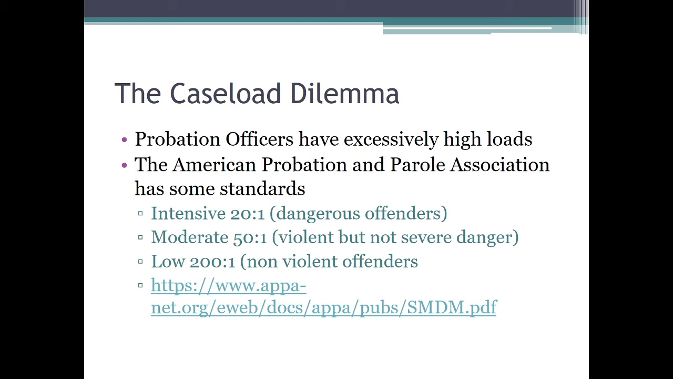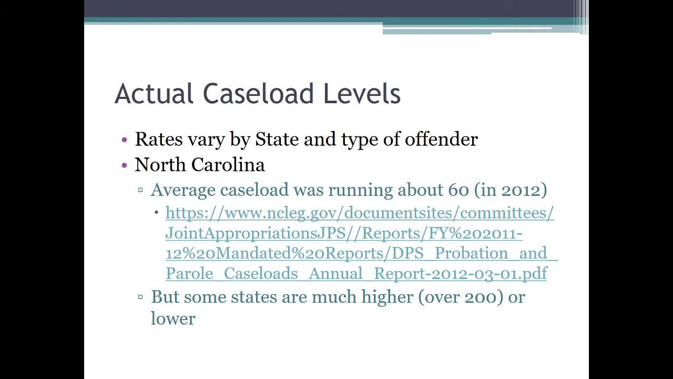Unfortunately, like all organizations in the government, we may want to just have 20 offenders, but that's not how things work out. The actual caseloads vary dramatically. In some states, for people that you would say were severe, it can be very high. Now, in North Carolina, and there's a citation to the report, we're running about 60 per probation officer, which is not great, but it's not terrible.